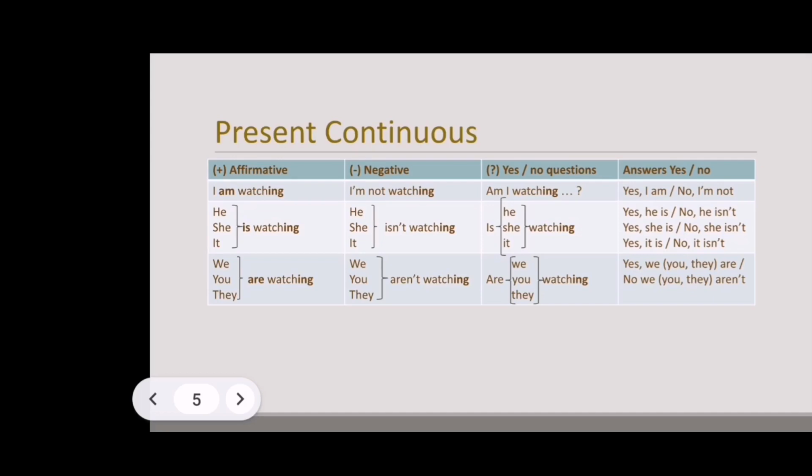One more table we've got used to. I think there is no need to give any comments to this table. Again, affirmative sentences, negative sentences, yes/no questions and answers to these questions, short answers, yes or no. Take as much time as you need, pause this video and just study this table once more. Again, pay attention to be, am, is, are, and ing form with the verb.